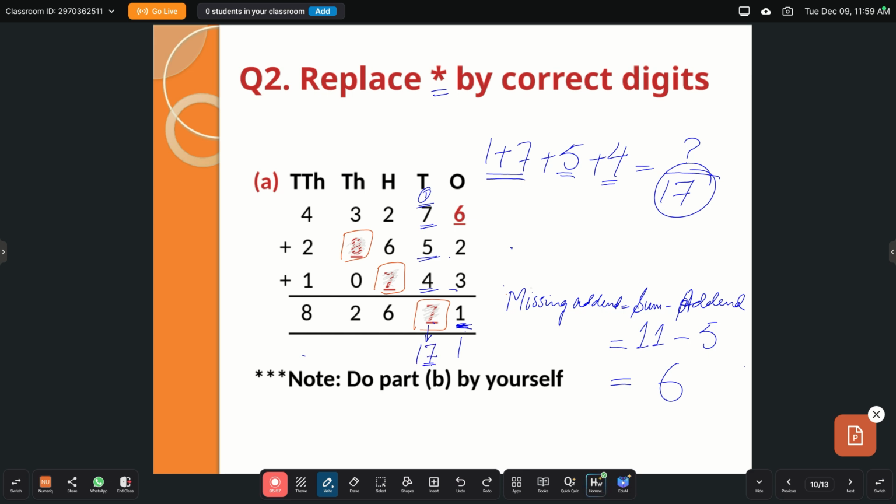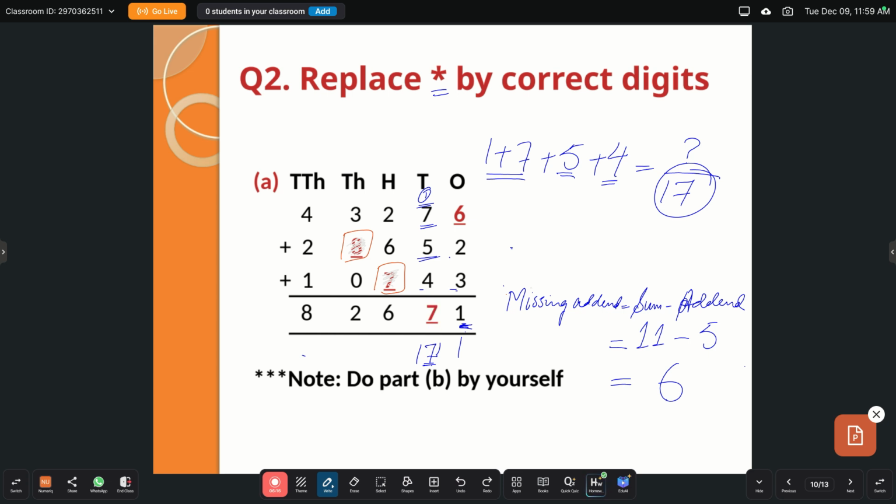But I will not write 17 here. I will write only 7 here, and the 1 will be carried over to the hundreds column.